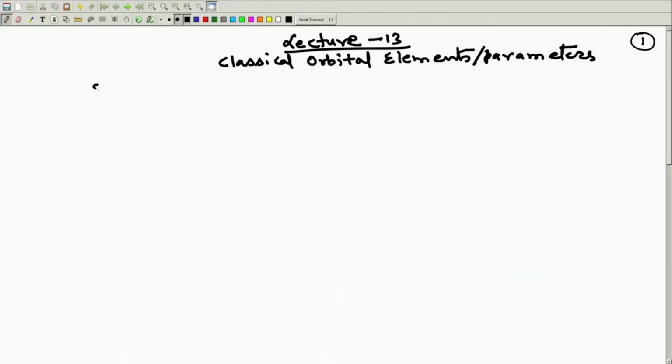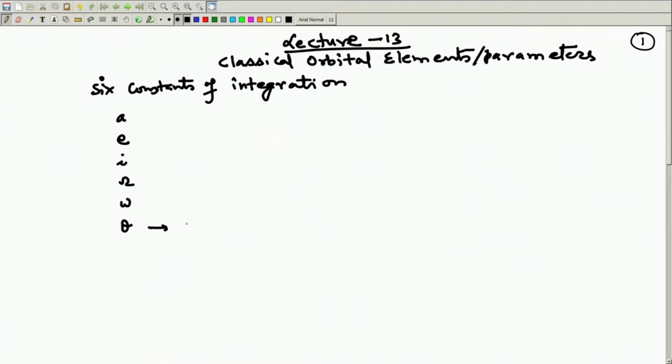We have already discussed that there are 6 parameters for that relative motion equation, the 6 constants of integration, which we have written as A, E, small i, capital omega, small omega, and theta. This theta we have written as the true anomaly.